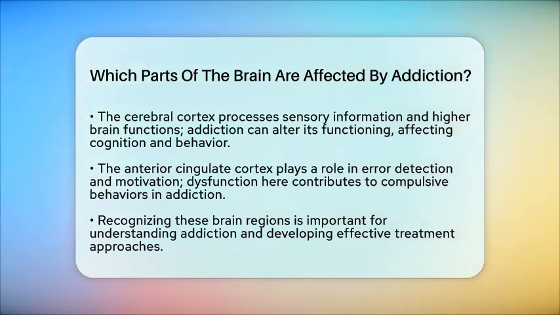Understanding these brain regions is essential for recognizing how addiction develops and persists. It highlights the need for treatment approaches that address both the physical and psychological aspects of substance use disorders. By knowing how addiction affects the brain, we can better support individuals on their journey to recovery.